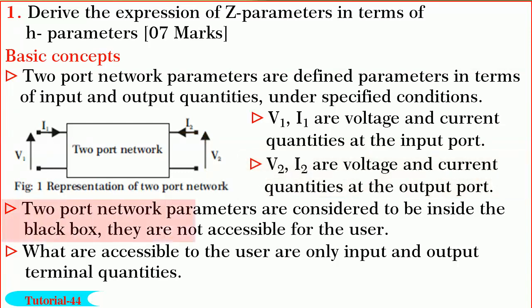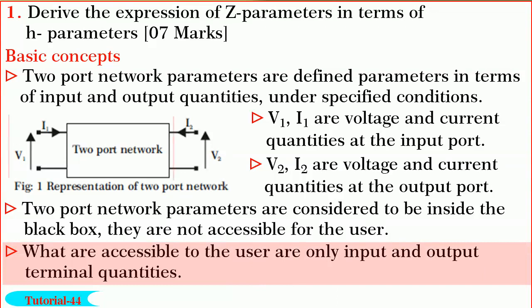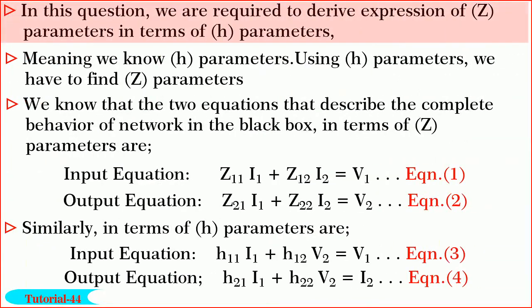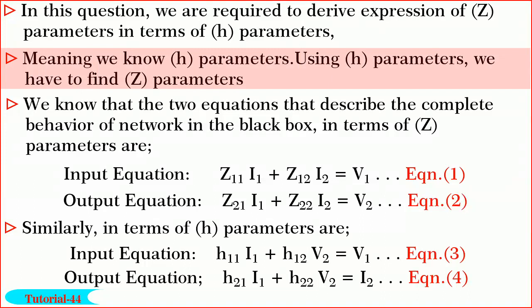Friends, two-port network parameters are considered to be inside a black box. They are not accessible to the user. But what is accessible to the user are only the input and output terminal quantities. In this question, we are required to derive expressions of Z parameters in terms of H parameters, meaning we know H parameters and using them we need to derive equations for Z parameters.